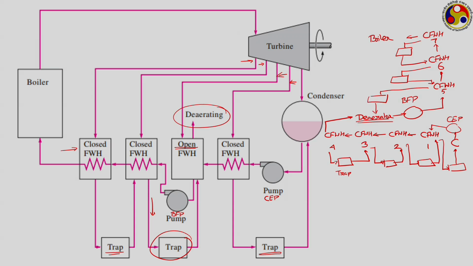So, for each of the closed feed water heaters, we are having a trap which is taking the condensate back to the lower side, but we do not need additional pumps for any one of them. That is one big advantage of the closed feed water heaters, and that is the primary reason that we go for the closed feed water heaters.